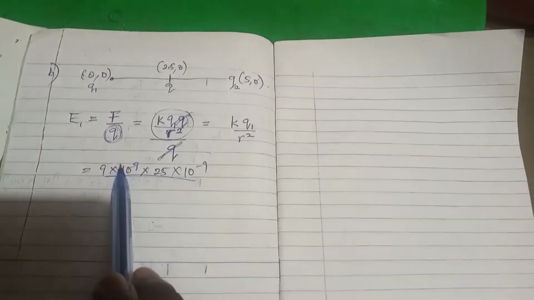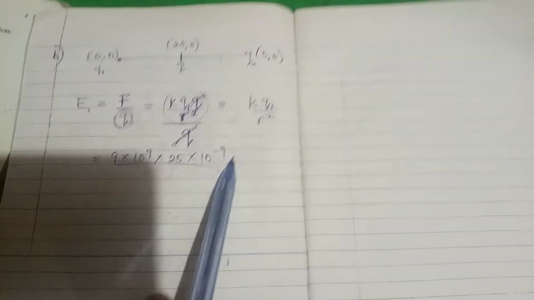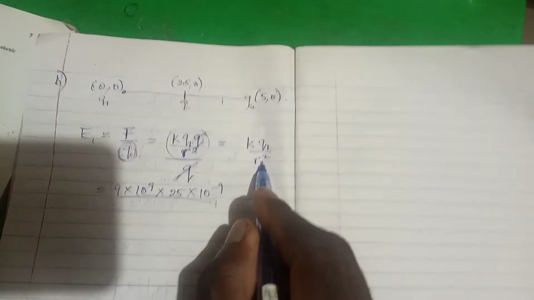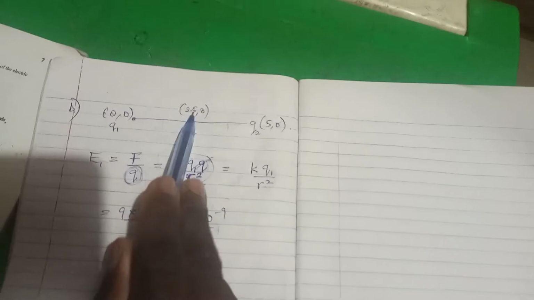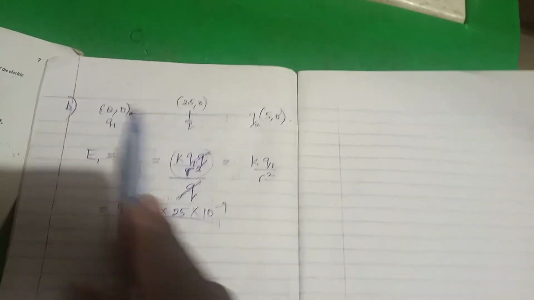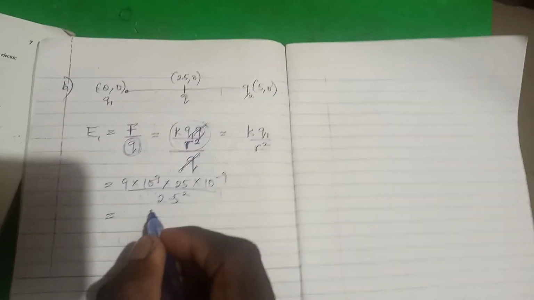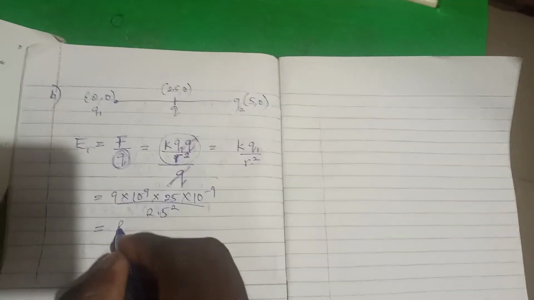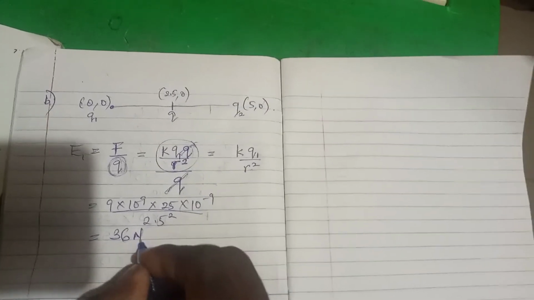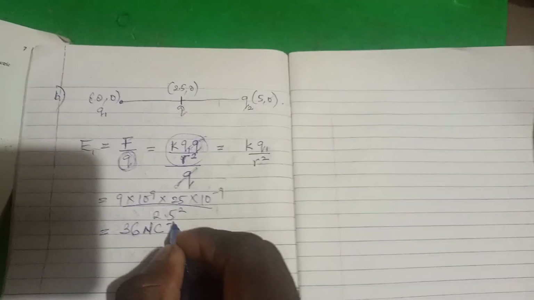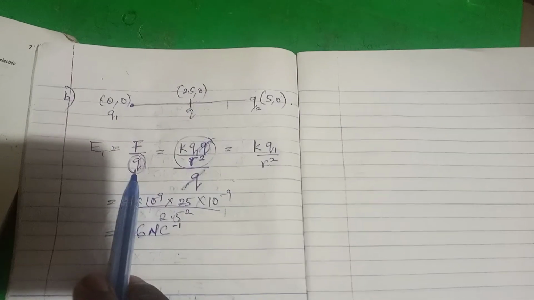So K is 9 times 10 raised to the power 9, times this Q1, definitely 25 times 10 raised to the power minus 9. R in this case is the distance between the positive test charge and Q1, which is 2.5. So 2.5 squared. Using your calculator, this will result in 36 Newton per coulomb. Why is it Newton per coulomb? Force per unit positive test charge.